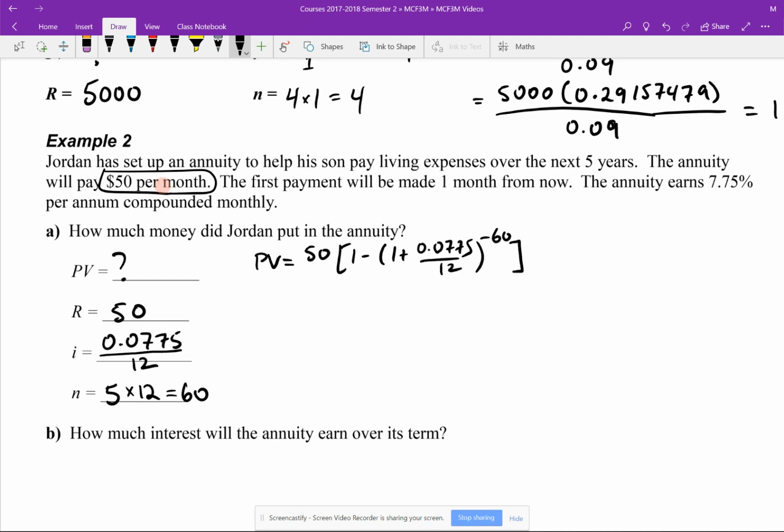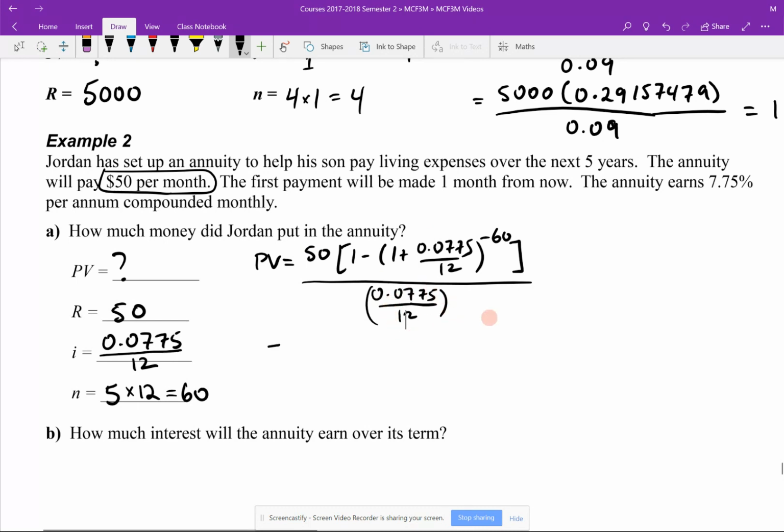Don't forget present value has a negative exponent. And that's divided by i, so 0.0775 over 12. Notice how I'm not simplifying these fractions. It's a good idea to always calculate them like this in the calculator. That way you capture all the decimal places. Don't do any rounding. Okay, so you do your 1 plus 0.0775 over 12. So basically divide these two and then add 1 to it. Take whatever answer you get, take it to the exponent negative 60. And whatever answer you get from that, you subtract that from 1, and then multiply that answer by 50, and then divide by this fraction over here.